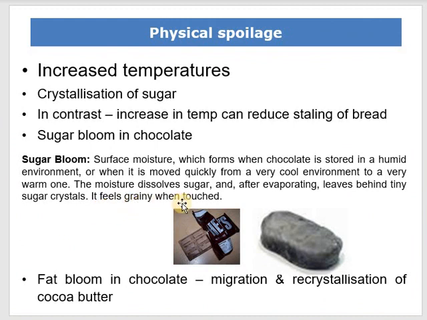So like I already mentioned, the moisture dissolves the sugar, and after evaporating, it leaves behind tiny sugar crystals, because remember, sugar dissolves in water, but when the water evaporates, it leaves that sugar that had migrated to the surface of the chocolate, and it feels grainy when touched. So that is known as sugar bloom. The other one is fat bloom in chocolate, when the migration and recrystallization of cocoa butter, especially at higher temperature, causes a fat bloom, and you can actually rub the fat on the surface of the chocolate. So that will be the physical spoilage.